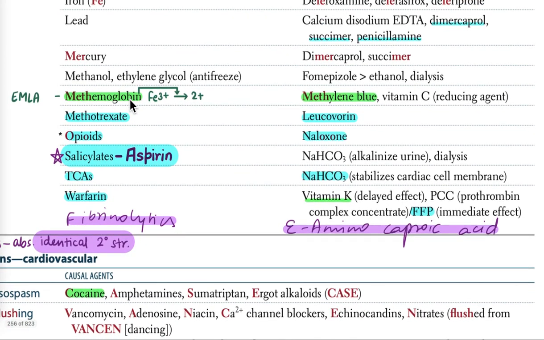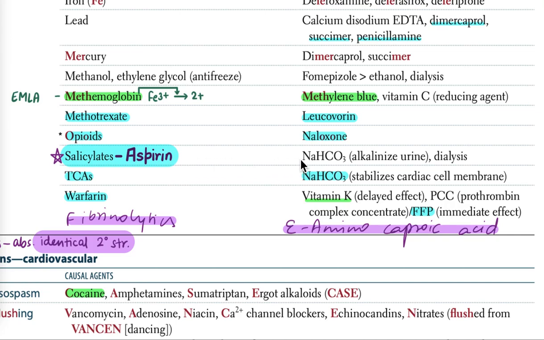Next is this EMLA mixture, methemoglobin. In case of methemoglobin toxicity, you use methylene blue. And what methemoglobin exactly does is ferric iron is converted to ferrous. So yeah, this is like the EMLA mixture. It's something related to an anesthetic, so you'll find this a lot in anesthesia as well. Methotrexate is leucovorin, important, and especially important in cancer patients. That's the scenario they usually give. Opioids is naloxone. Too many O's. Very important.